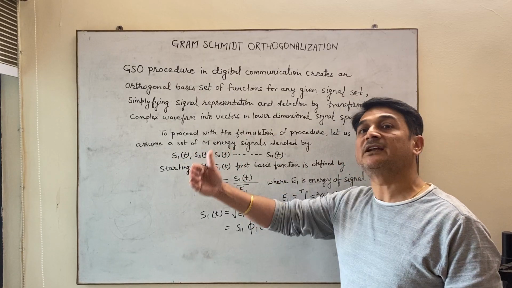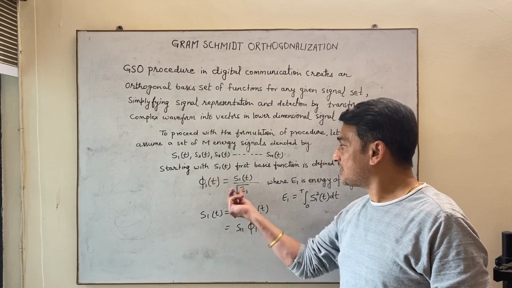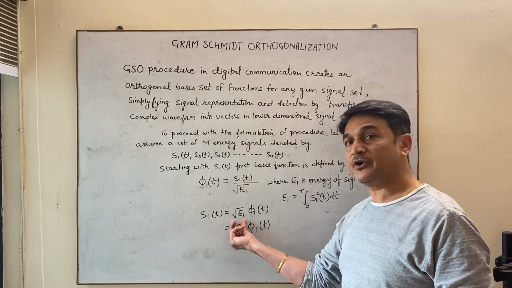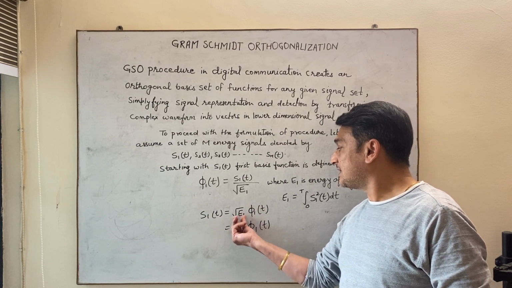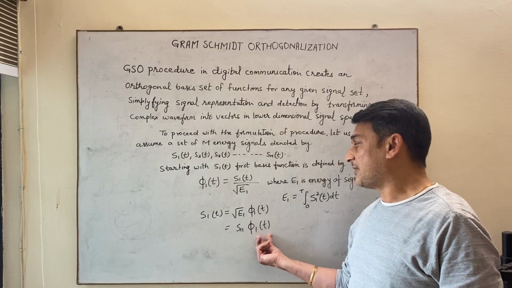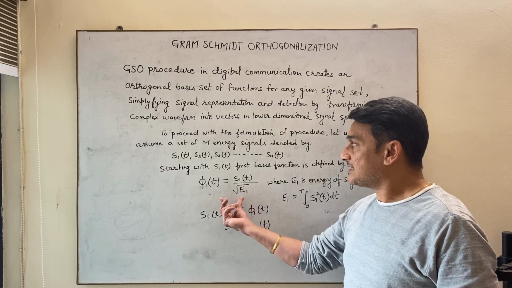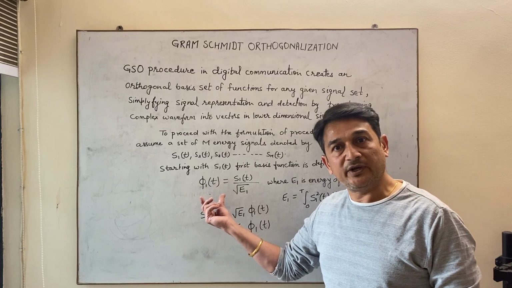So one by one we will create the basis functions for S1(t), S2(t). From this equation we can say that S1(t) is equal to root E1 phi1(t), and we will denote this by S11. So it will be S11 phi1(t). After this, now we will create the basis function phi2(t).